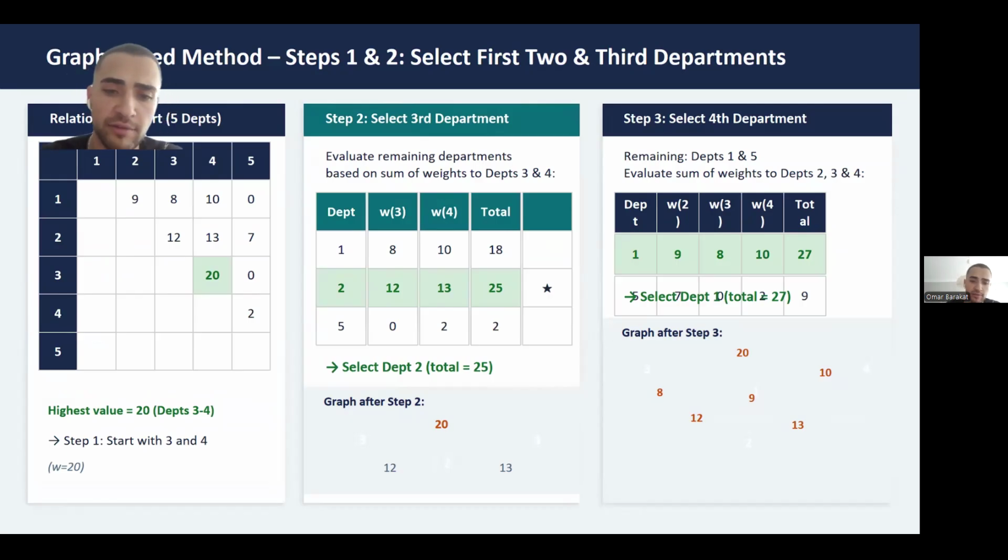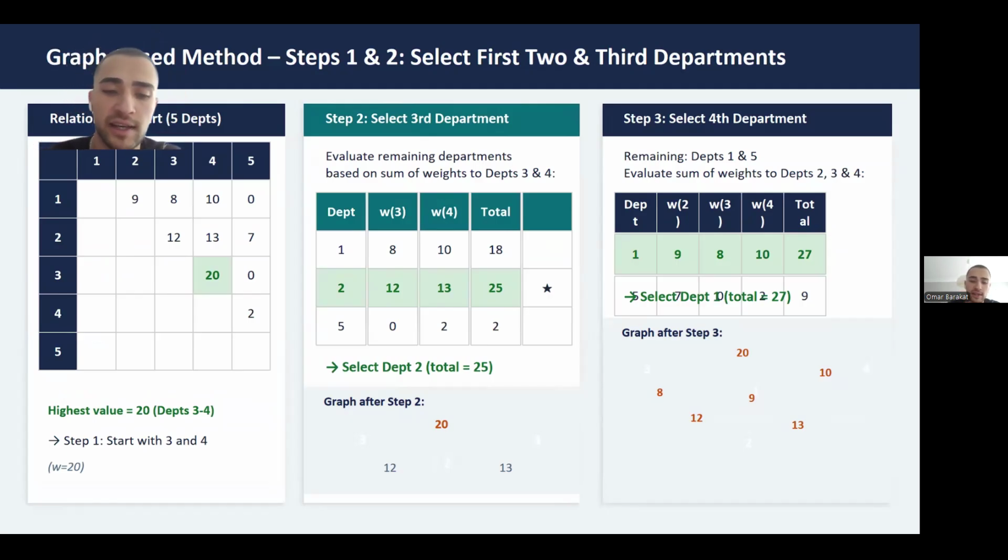As you can see here, we have five departments. The relationship chart gives us pairwise adjacency weights. All weights are visible as you can see here. For our first step, we select the department pair with the highest weight. The maximum is 20, as you see here. Departments 3 and 4. These two enter the graph first, connected by a line with the weight 20.